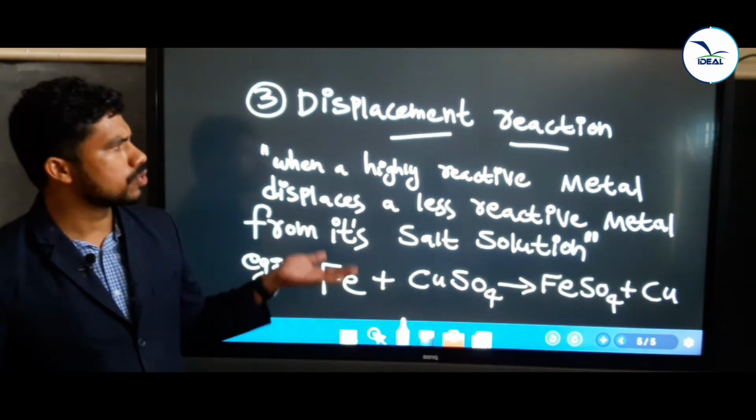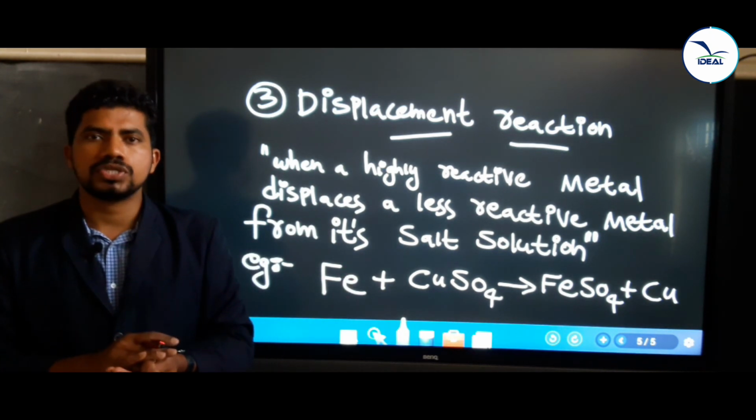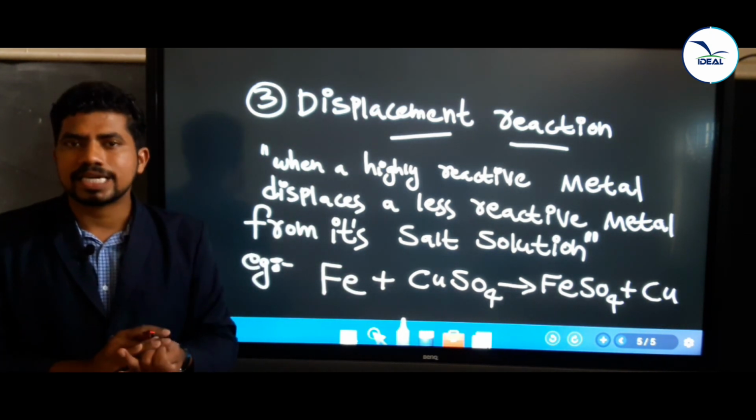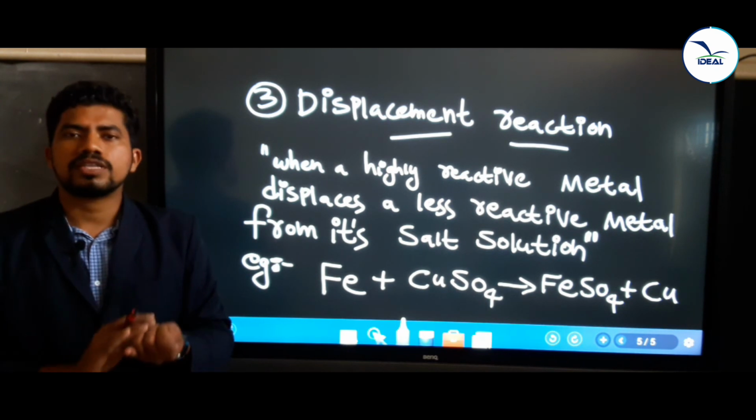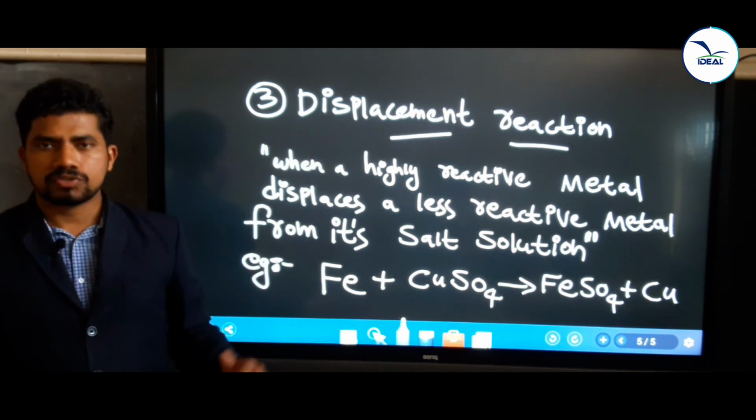Okay. So we have discussed combination reaction, decomposition reaction, especially thermal decomposition reaction, endothermic reaction, exothermic reaction. Now we have displacement reaction.